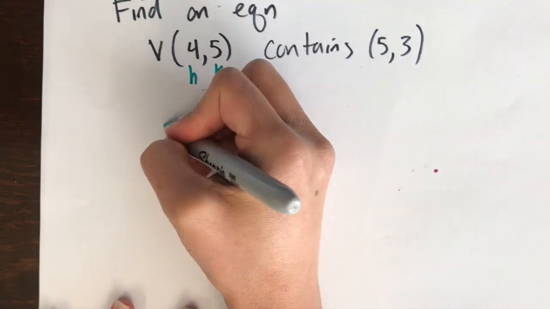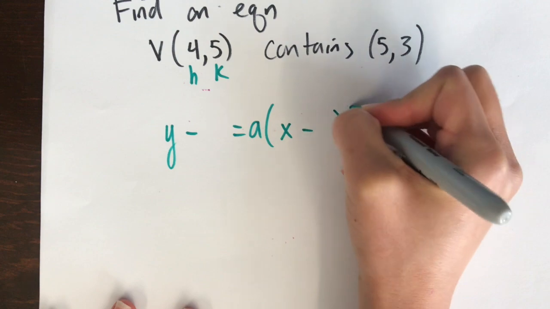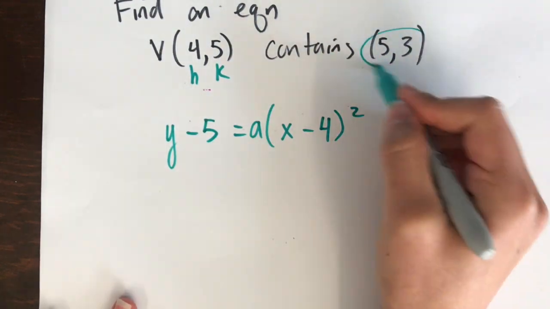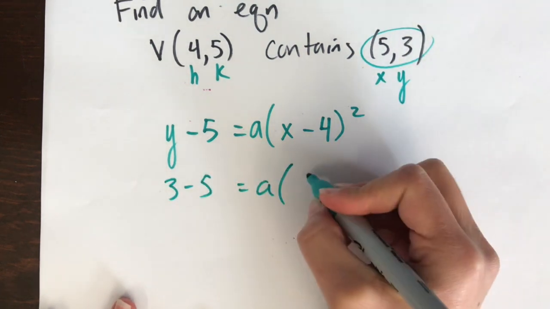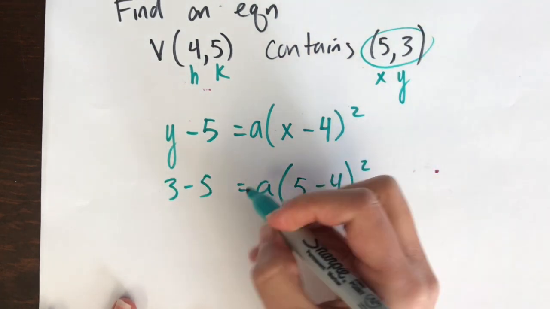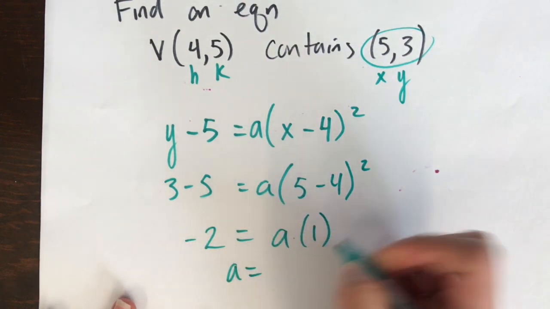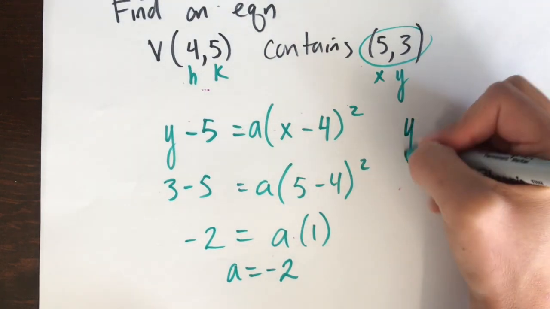All right, let's suppose I want to find an equation for a parabola, and the vertex is 4, 5, and it contains the point 5, 3, which means the point 5, 3 is on the parabola. So the first thing I'm going to do is write the standard equation, just plug in h and k, that's easy. And then I'm going to put 5 and 3 in for x and y. When I do that, I get -2 is equal to a times 1 squared, which is just 1, and then a is going to be equal to -2.